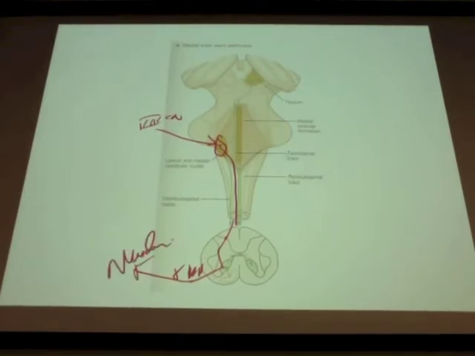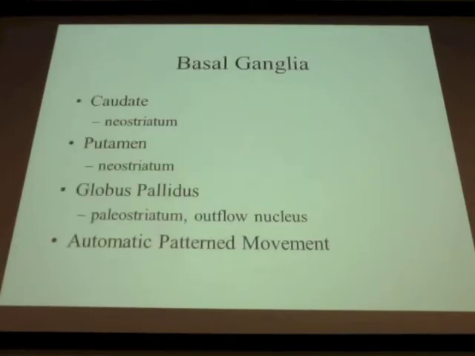Okay? So those are the extrapyramidal pathways that allow us to maintain posture and to have some motor function, at least in the upper extremity through the rubrospinal tract, even if you lose the pyramidal tract. Any questions about the major extrapyramidal systems?